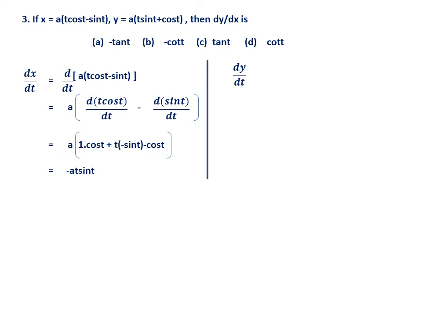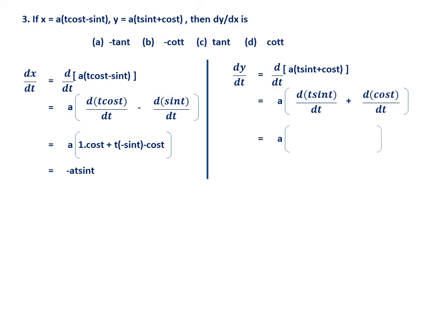Similarly, dy by dt will be equal to d by dt of a times (t sin t plus cos t). You differentiate this using the addition rule first. So a into the differentiation of the first one will be 1 into sin t plus t cos t, then minus sin t, since the differentiation of cos t is minus sin t. Once again when you simplify you get at cos t. The first one is minus at sin t, the second one is at cos t.